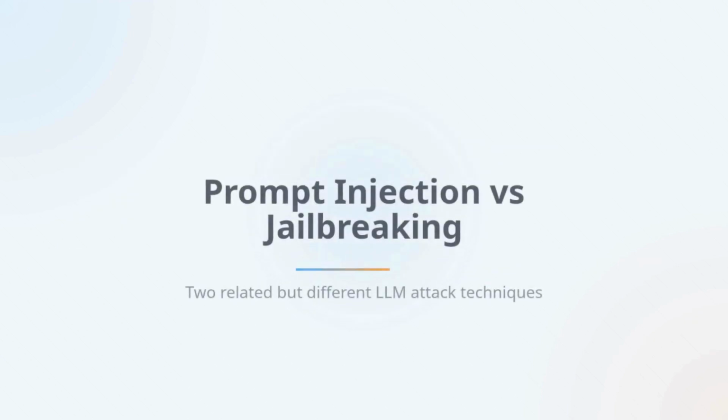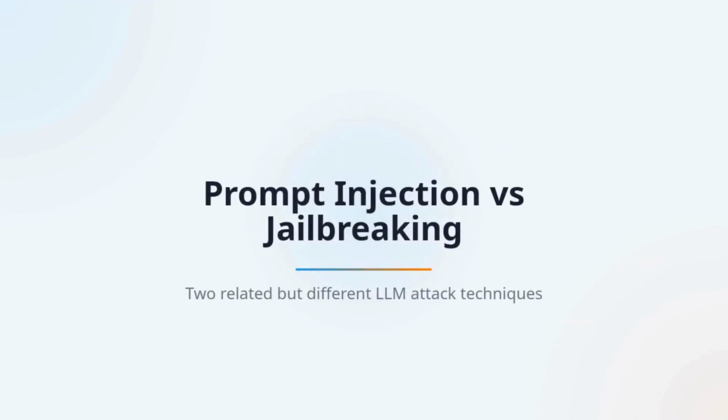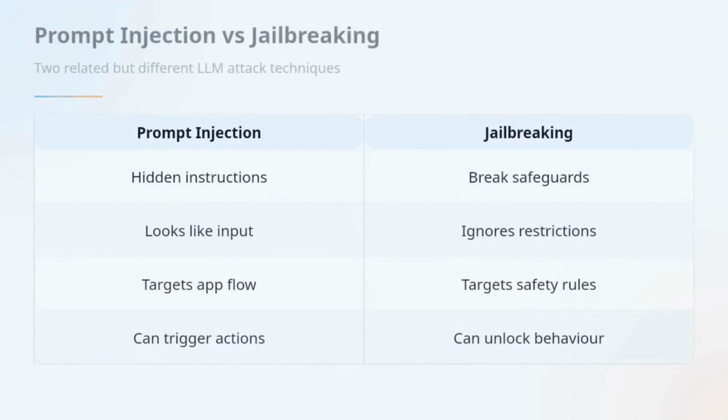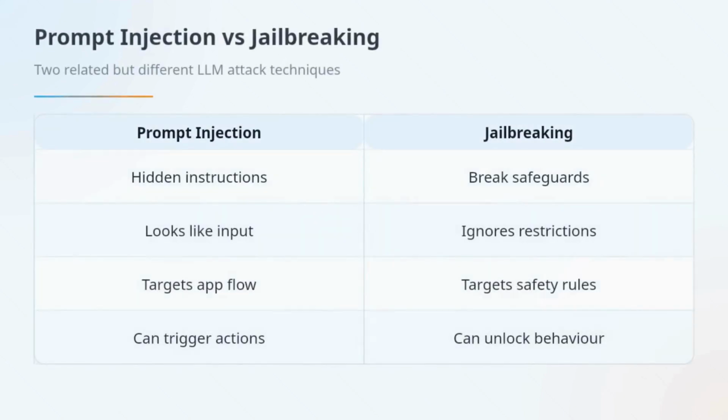Now, let us look at this in a simple table format. Prompt injection vs jailbreaking. Two related but different LLM attack techniques. Prompt injection and jailbreaking are often confused, but they are not the same thing. Prompt injection is about disguising malicious instructions as normal input. Jailbreaking is about making the model ignore its safety safeguards. They can support each other, but conceptually they are different attacks.